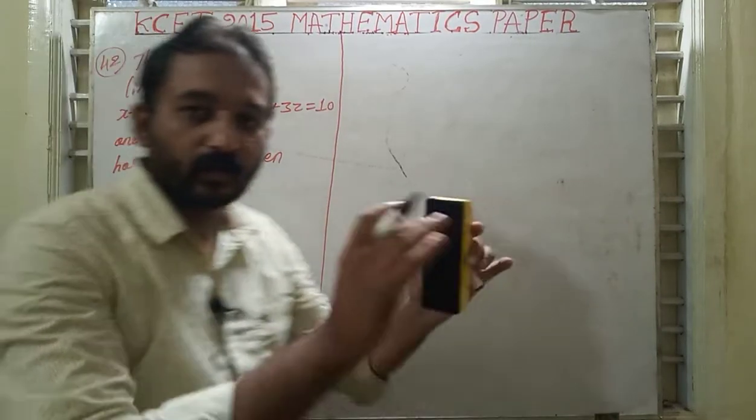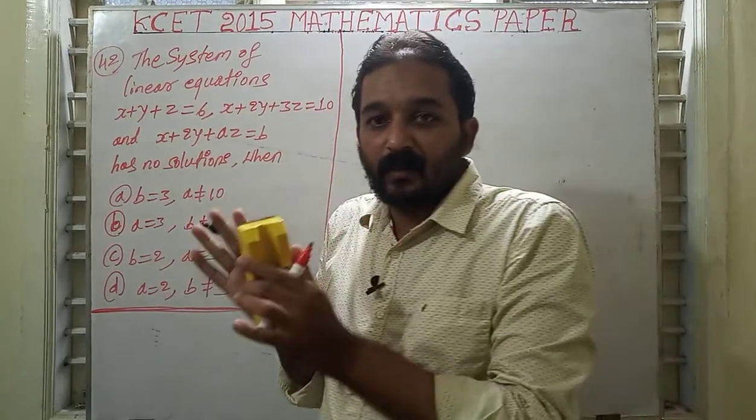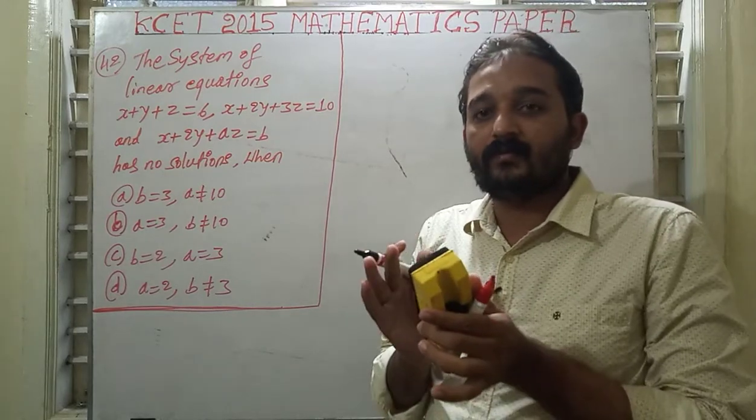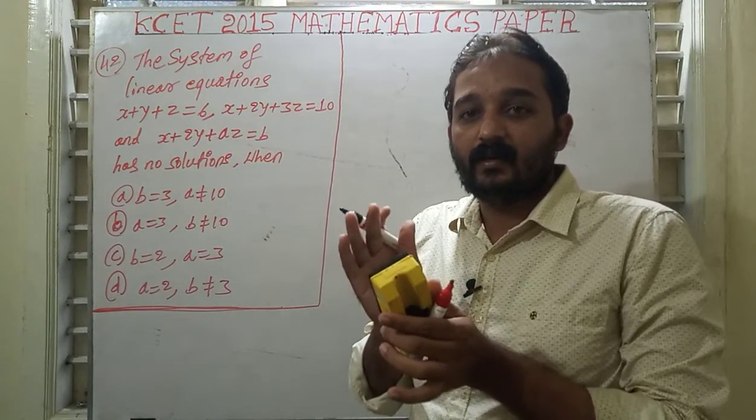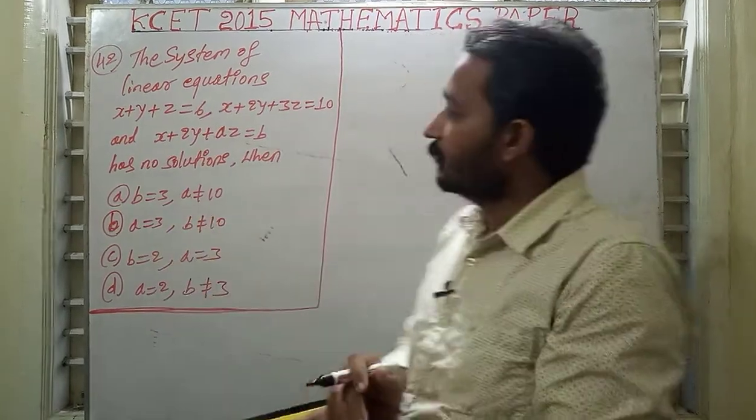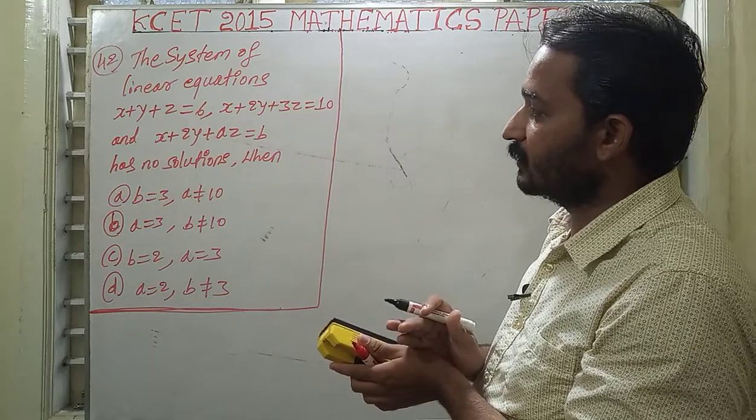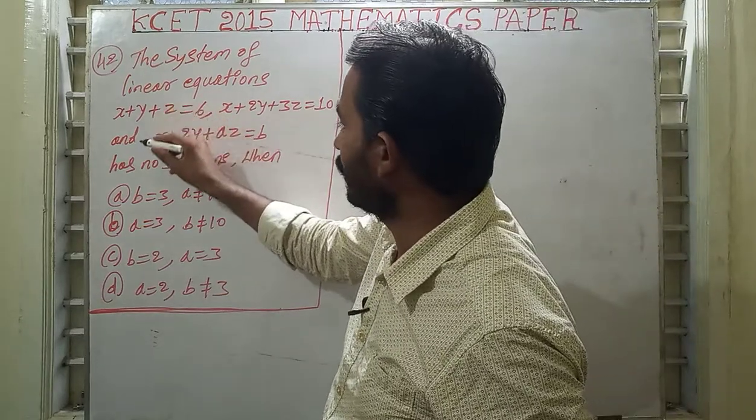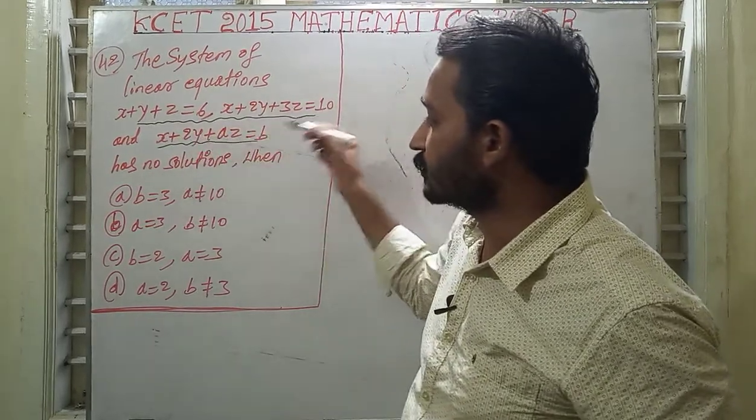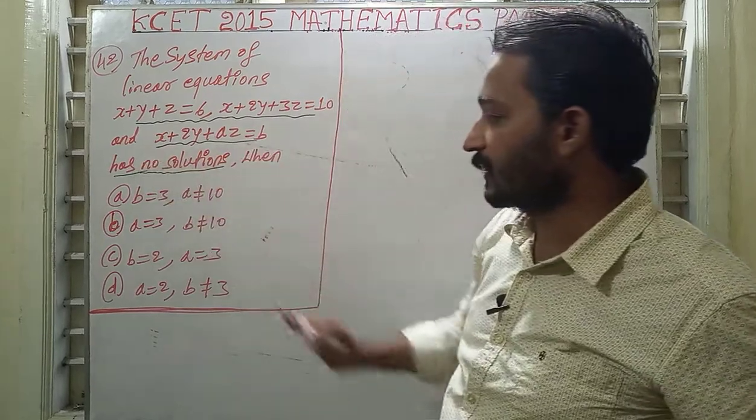Now let us move on to the next question, question number 42. This problem is based on the chapter determinants, particularly solutions of a system of linear equations in 3 variables. Let us see the question. A system of 3 linear equations in 3 variables is given as having no solution. It is very important, no solution. Then find the value of ab.